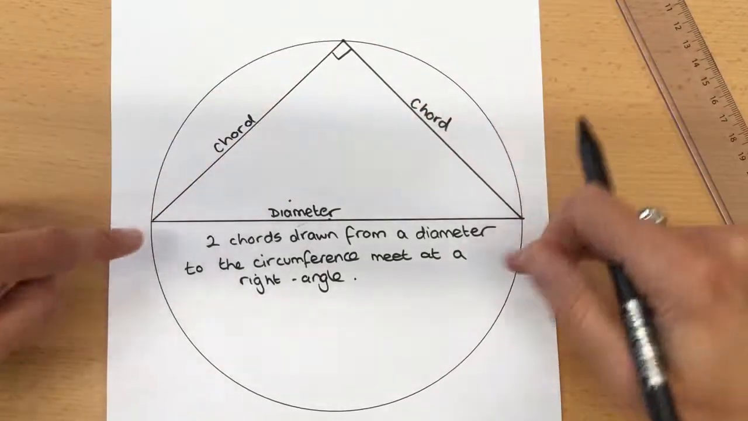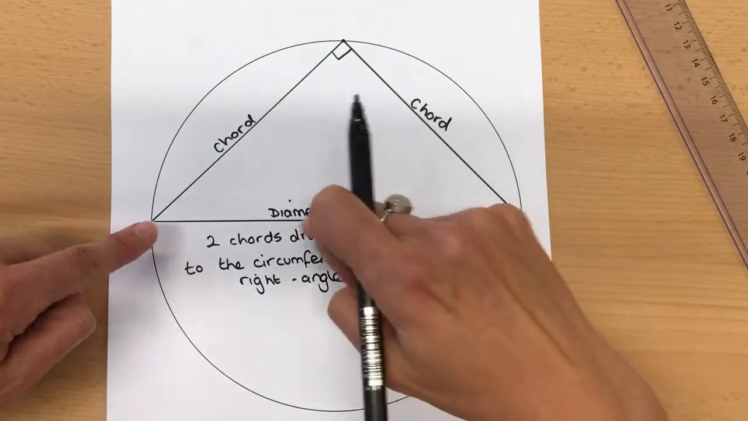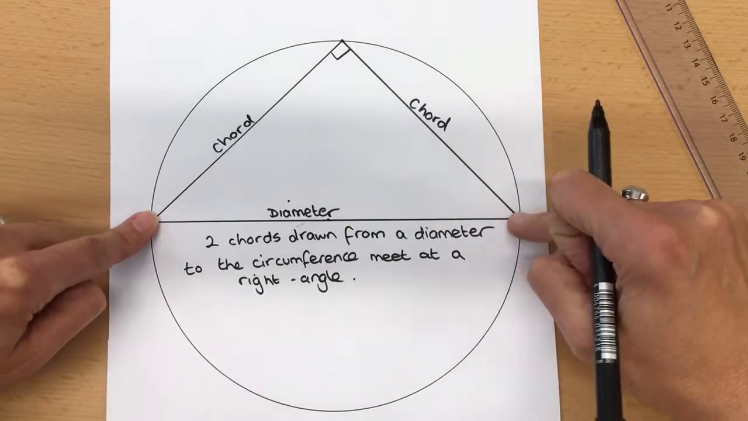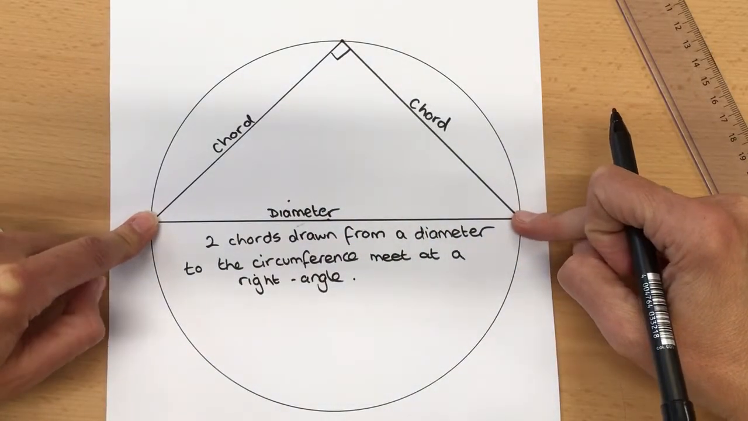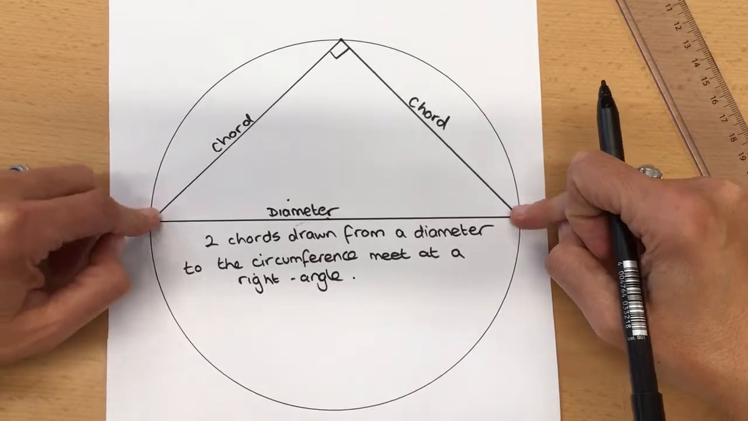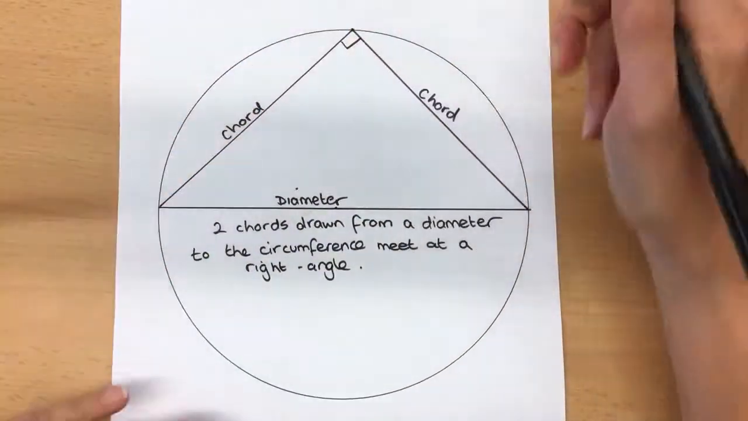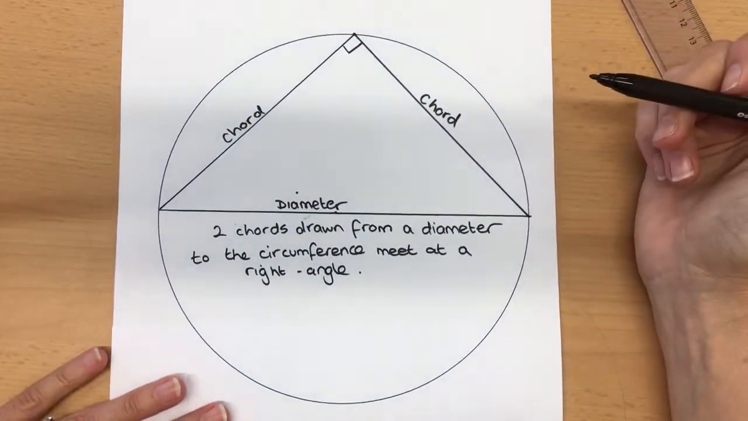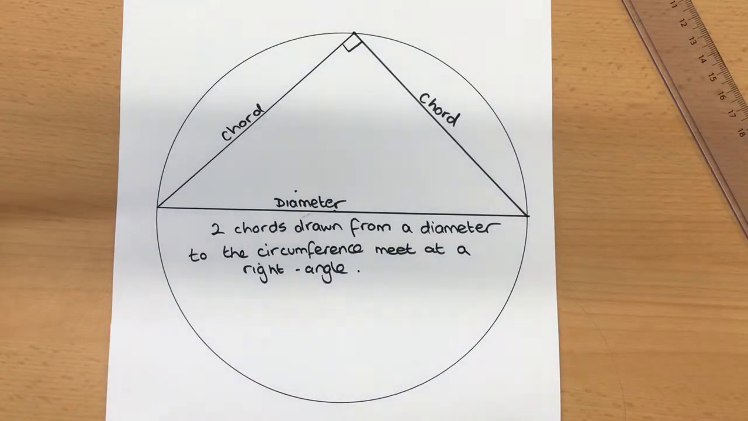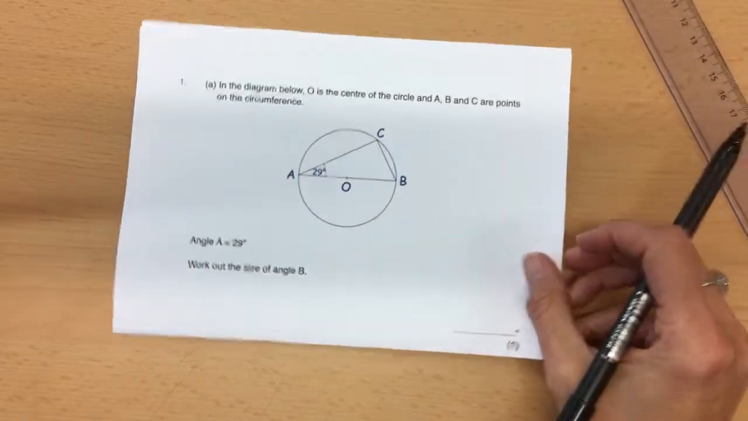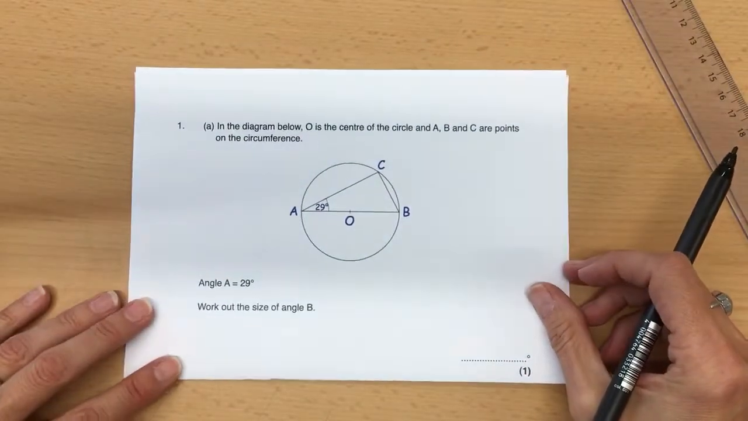So if we have a diameter, it has to be a diameter, so it has to pass through the midpoint and has to meet at two points on the circumference. If we draw two chords that meet at another point, where they meet is a right angle. So let's have a look what they could ask in an exam situation. So here we are. Here's one I prepared earlier.